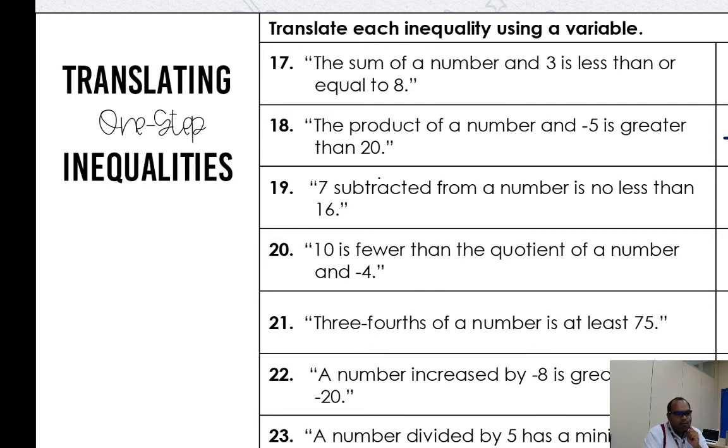Like that. Remember, 7 subtracted from a number. Guys, subtracted from. I have a number here and I'm taking away from the number. It means x first, minus 7. Great. Is no less than. What is the opposite of no less than? It's greater than. The opposite of no less than is greater than or equal to 16.